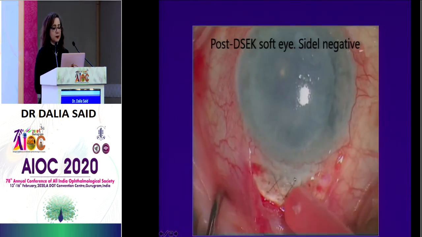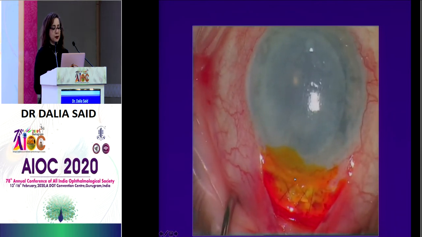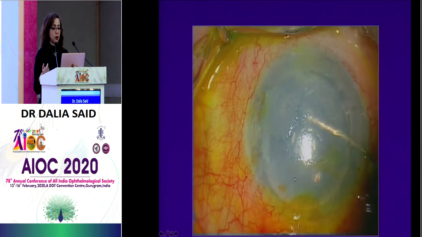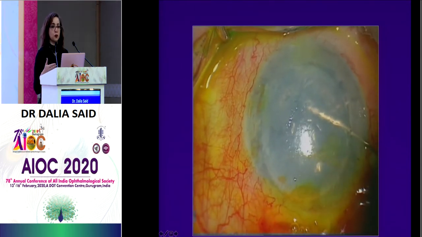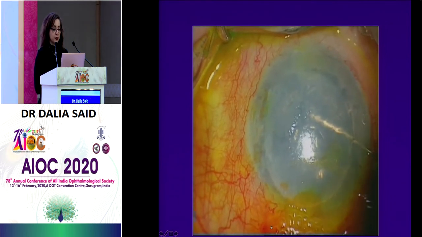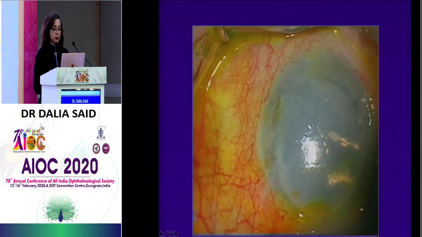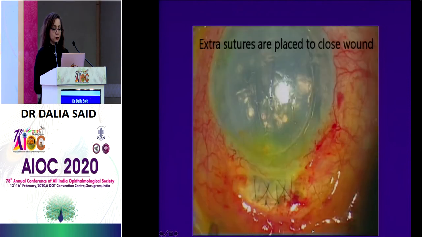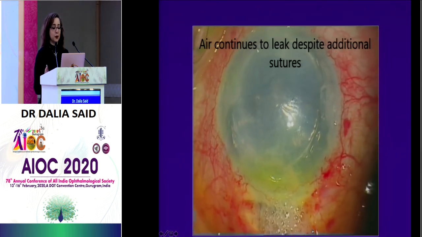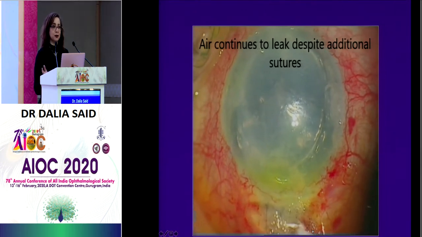Again, here, this is a patient post-DSAEK. You can see here there is a lot of wound leak and the AC was not taking the air at all. Every time we put the air from the side port, more air will leak from the main wound. You can see here the little air bubbles at the wound. So what we did is we put some extra sutures, still more leak. The more air you put, the more leak, so sutures didn't work.